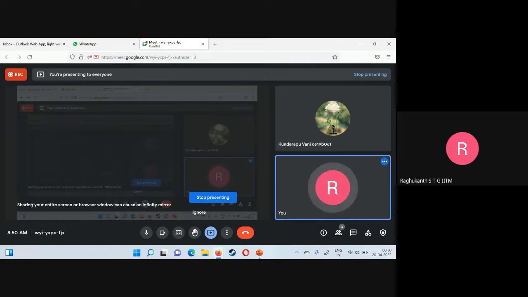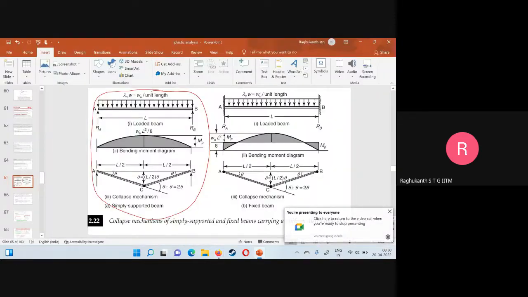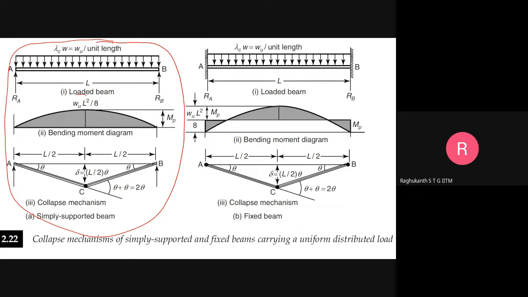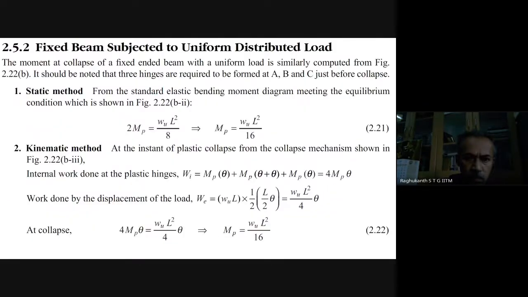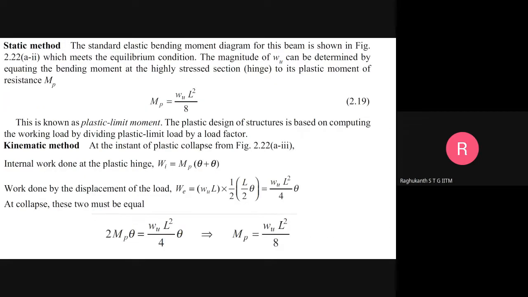At the center. So what is the center value from the elastic analysis? WL square by 8 actually. So what do you have to do in the static method? This has to be equated to Mp. You followed? So Mp is equal to W into L square by 8, and then you automatically calculate. So Wu will be, sorry, this is a fixed beam. For simply supported beams, you equate it to this one. So Wu is equal to 8Mp by L square. Statically determinate is a very straightforward method.